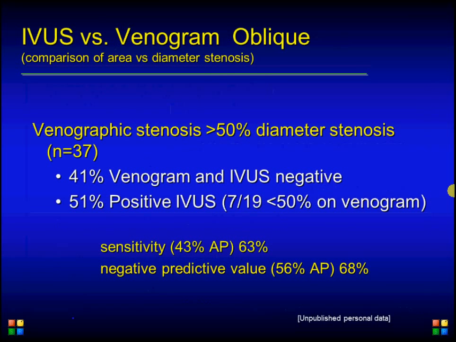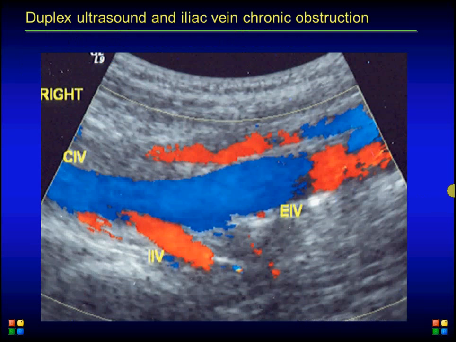And even if you rotate the patient and take oblique pictures, you don't increase the sensitivity more than to 63% and the negative predictive value to 68%. So venogram essentially is not good to evaluate morphological stenosis.